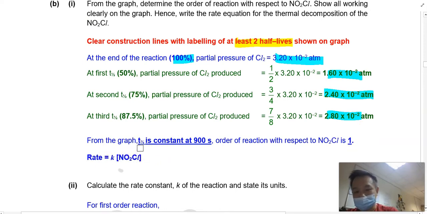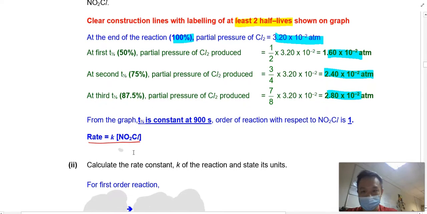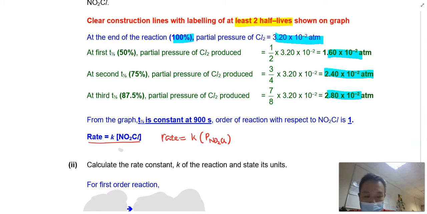And therefore, because it's 1, the rate equation is rate equals k [NO2Cl] to the power of 1. Okay? So you can either write your rate equation like this, or you can also write rate equals k times partial pressure of NO2Cl. It's also fine because in this case, it's a gaseous reaction. So you can also express partial pressure in a rate equation. Alright, but it's perfectly fine if you want to keep it in concentration terms.